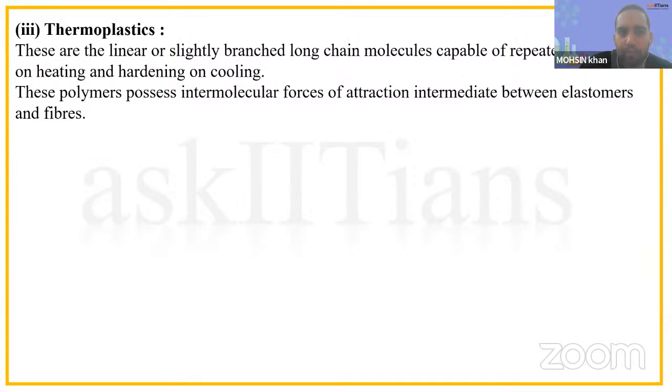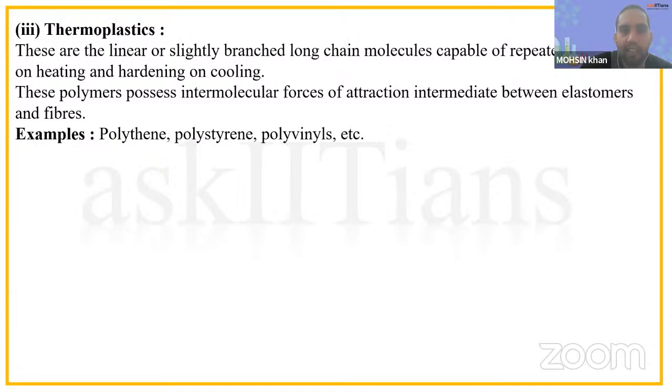These polymers possess intermolecular forces of attraction intermediate between elastomers and fibers. So the forces are not as high as in the fibers and not as low as in the elastomers. They have some intermediate intermolecular forces. Those types of polymers are termed thermoplastics. Examples are polyethylene, polystyrenes, and polyvinyls.